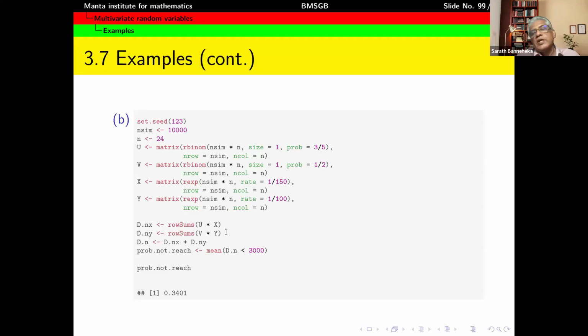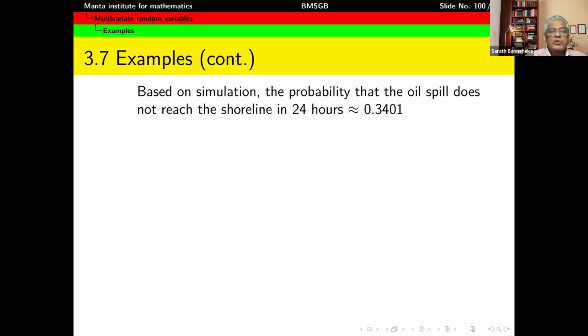Right. So that's a simple program using vectorized values, right? So you don't have to run a for loop here. You can do all these 10,000 simulations very easily using vectors, right? Based on the simulation, the probability that the oil spill does not reach the shoreline in 24 hours is 0.3401. And then it asks us to draw a graph showing the situation.